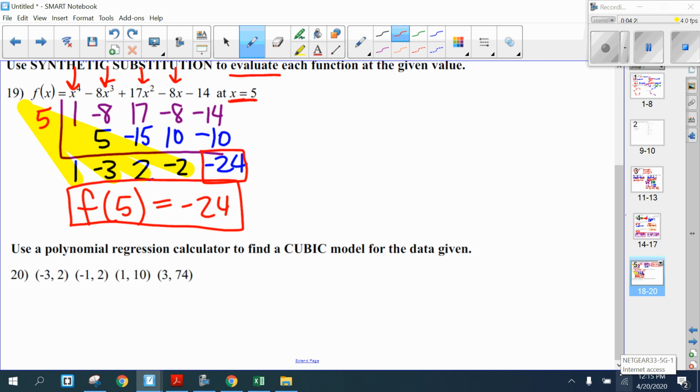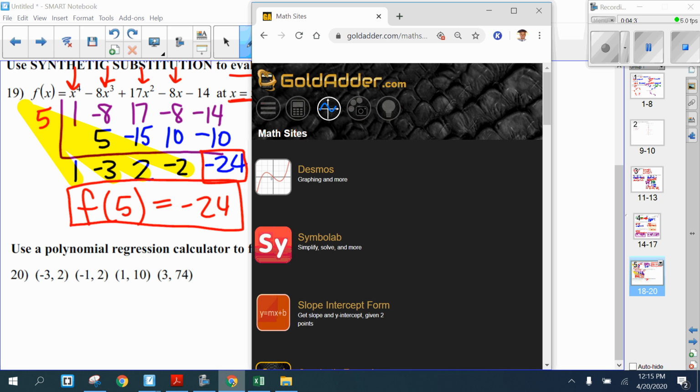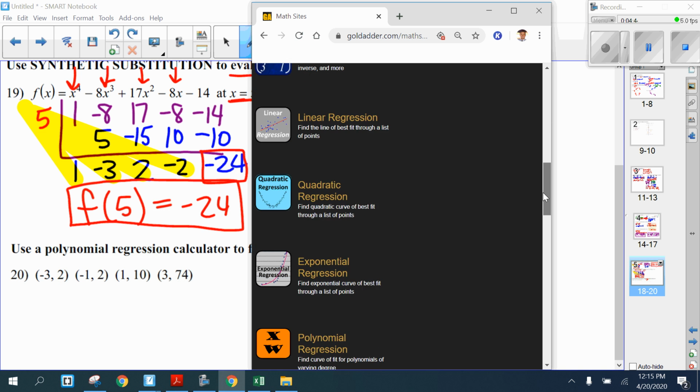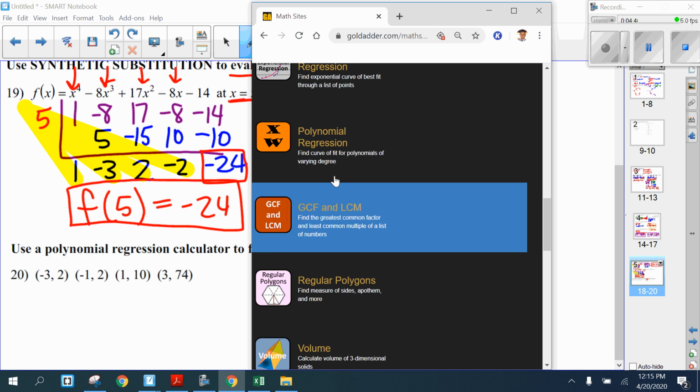Last one says use a polynomial regression calculator to find a cubic model for the data. So they're telling me it's cubic. I know the answer is going to have an x to the third in it. It's got to be cubic. So let's use that regression calculator. So we used this in one of the lessons before. Find the one that says polynomial regression. This one.